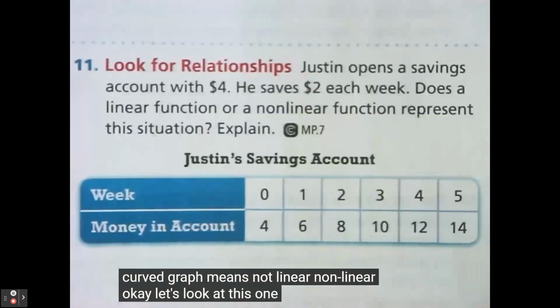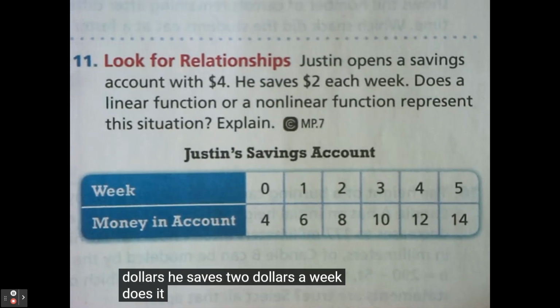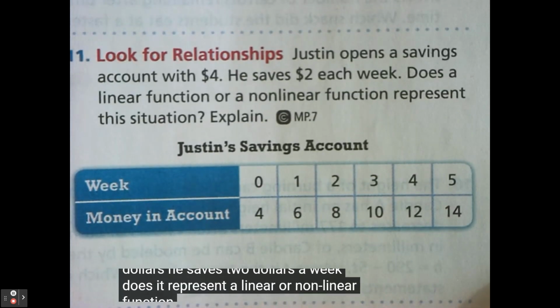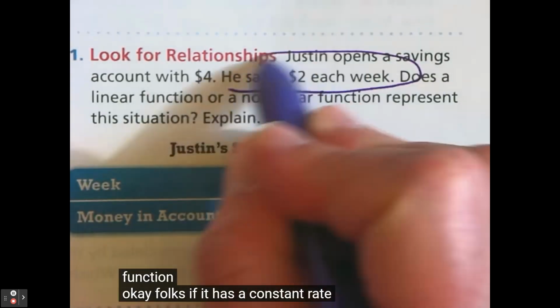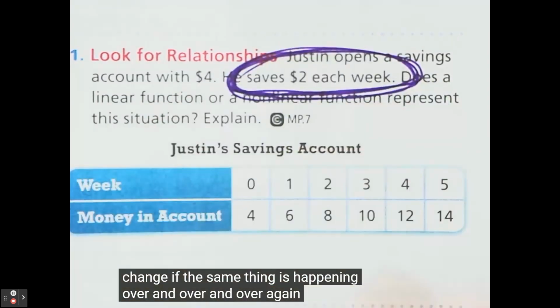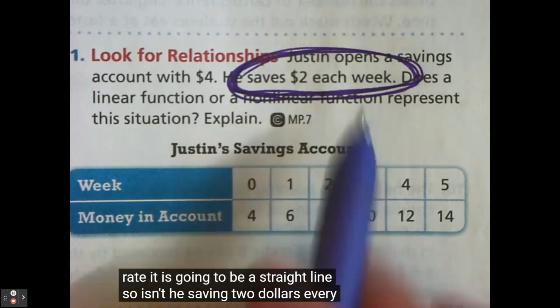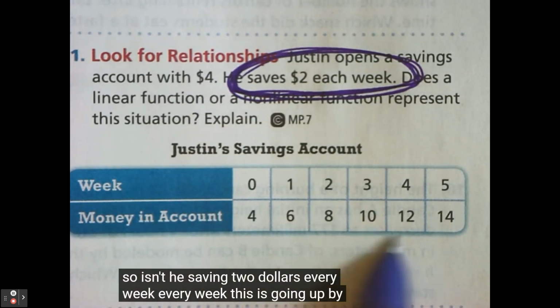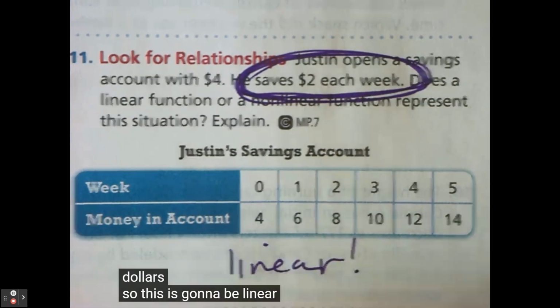Okay, let's look at this one. Justin opens a saving account with $4. He saves $2 a week. Does it represent a linear or nonlinear function? Okay, folks, if it has a constant rate of change, if the same thing is happening over and over and over again with the rate, it is going to be a straight line. So isn't he saving $2 every week? Every week this is going up by $2. So this is going to be linear.